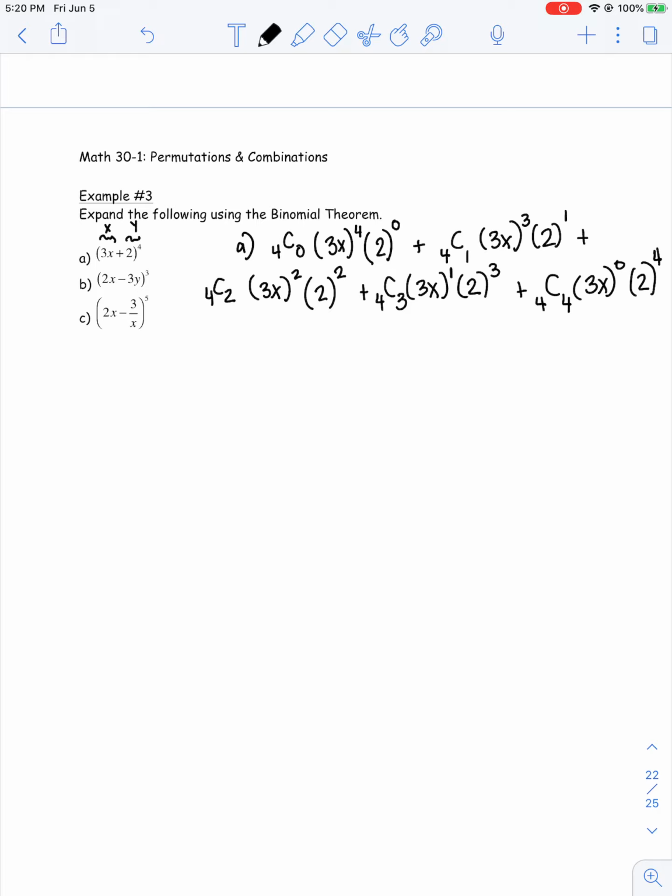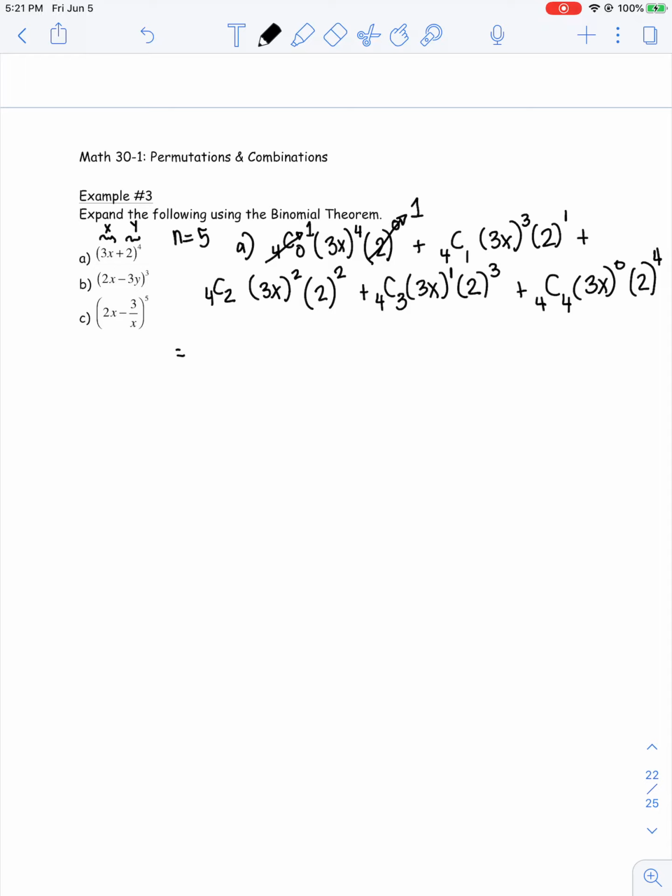We know that we've done this properly because, as you can see, there are in total 5 terms. It's always 1 more than your n value. So n is equal to 4 for A. So now it's all about simplifying this. What you should know is that 4 choose 0 is like multiplying by 1, so we don't need to write that. 2 to the power of 0 is 1, so we don't need to worry about that either.